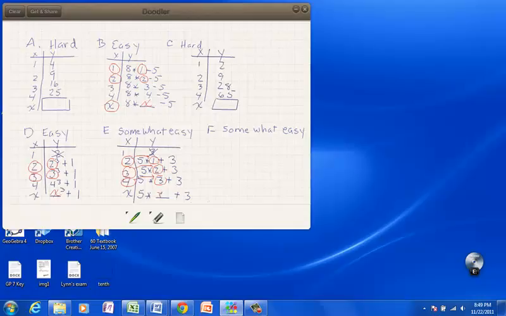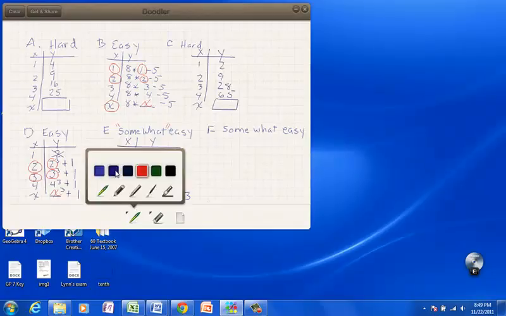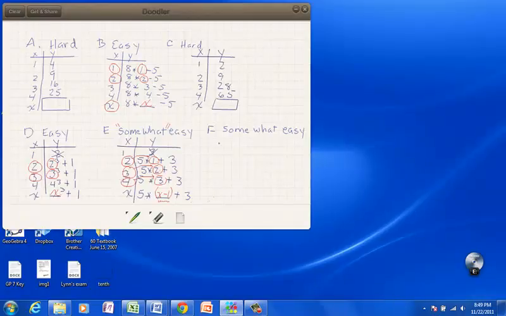So what we need is 1 less than x. And you need to put that in parentheses so that that happens first. This is why I say this is somewhat easy, because you have to do a little bit of work to figure out what to put in this blank spot. And let's look at F.